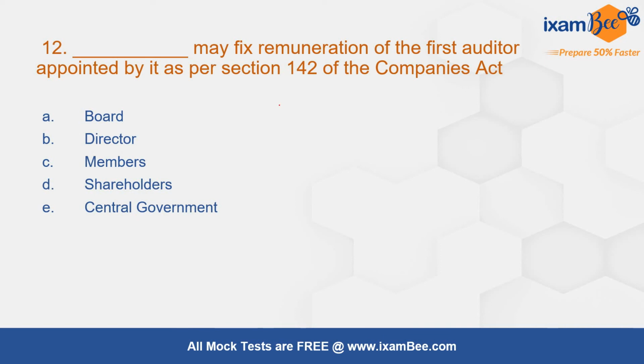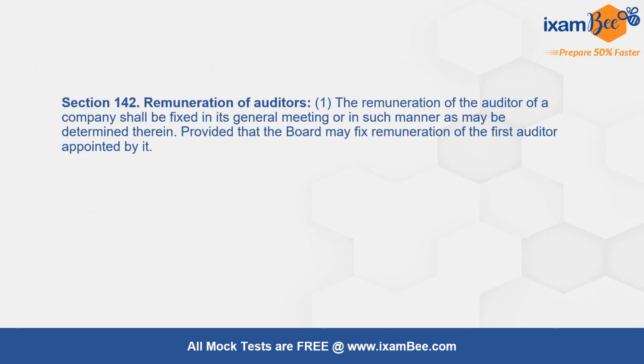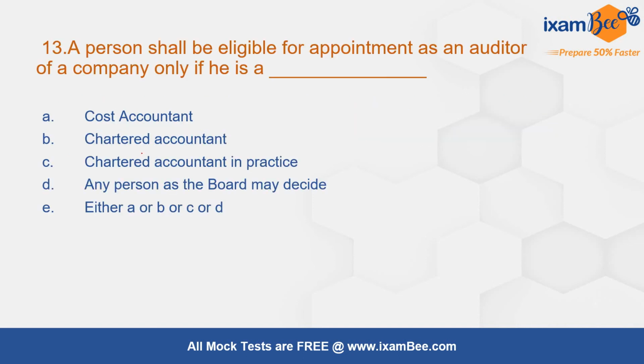Moving to question 12. Dash may fix remuneration of the first auditor appointed by it as per section 142 of the Companies Act. The correct answer is board. Board may fix remuneration of the first auditor. Section 142 talks about remuneration of auditors. Here it says remuneration of the auditor of a company shall be fixed in its general meeting or in such manner as it may be determined therein, provided that the board may fix remuneration of the first auditor appointed by it. So first auditor's remuneration may be decided by the board and subsequent auditor's remuneration shall be fixed in the general meeting.